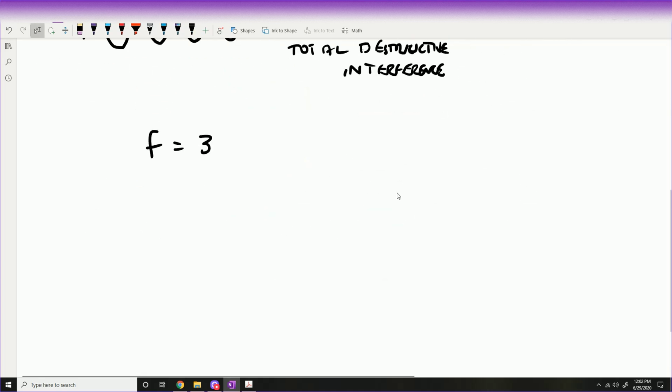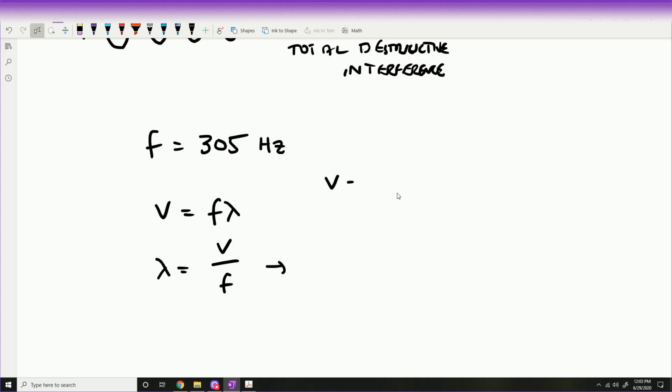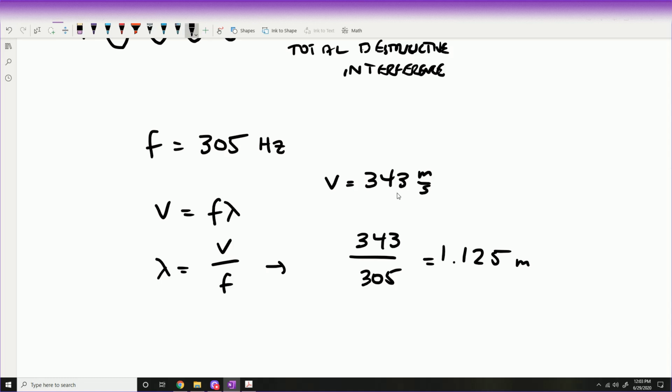The frequency is 305 hertz, and the wave speed equation says that the speed of a wave is equal to the frequency times the wavelength. We want the wavelength, so if I solve for that, I divide both sides by frequency and I get this, speed divided by frequency. The speed of a wave in air given to you in the textbook is 343 meters per second. So that's 343 divided by the frequency, which is 305. And so when we put that in the calculator, we get 1.125 meters. And that is the total wavelength.